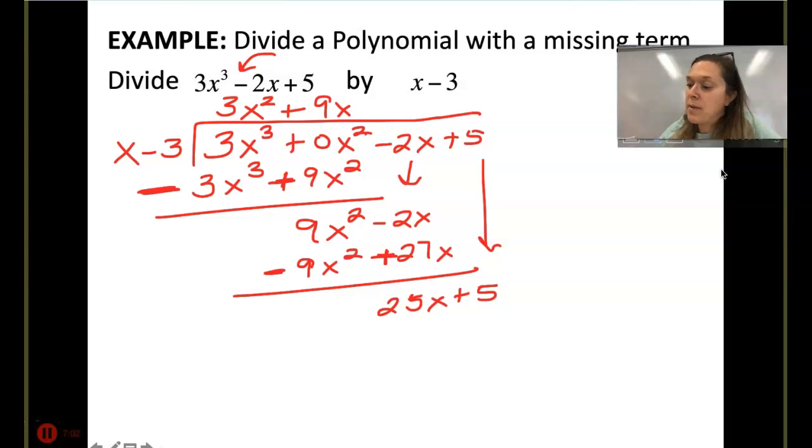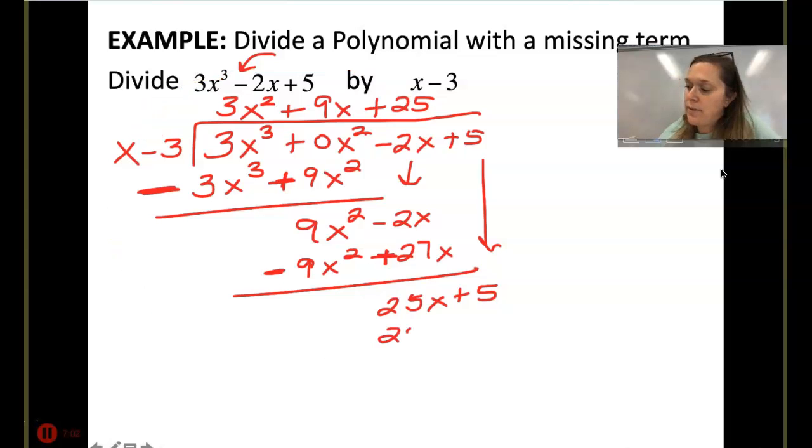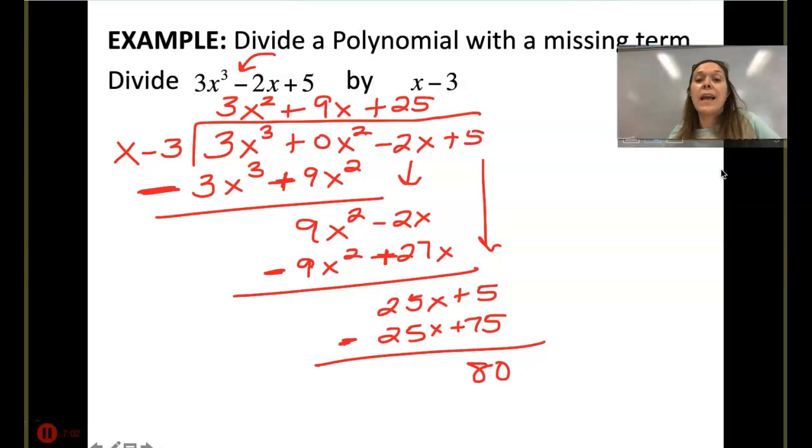So now what do I need to multiply x by to get to 25x? 25, so plus 25. Multiply through, 25 times x, write my product here. Gets me 25x. 25 times negative 3, write my product here. Is negative 75. Remember, one big subtraction, so change your signs. Gets me a remainder of 80.